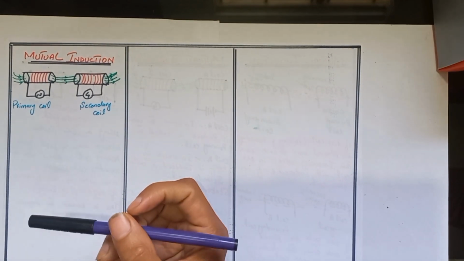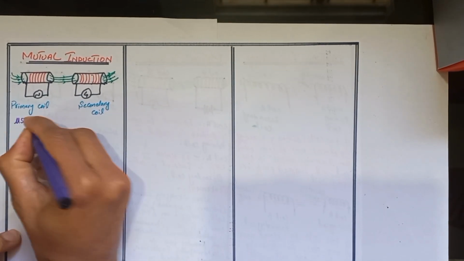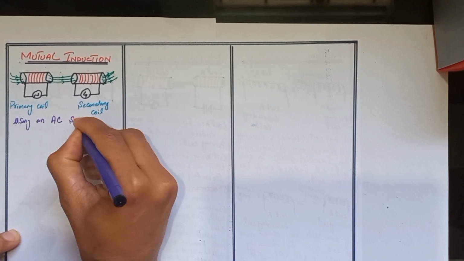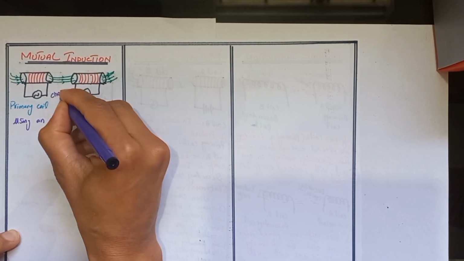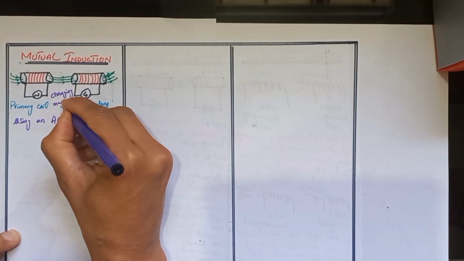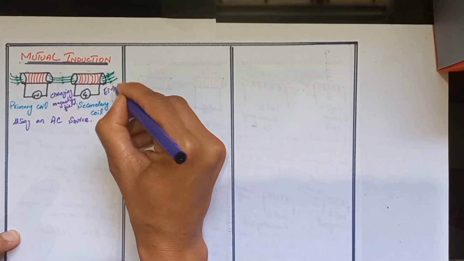Here we discuss the other case in mutual induction. When we use an alternating current source in the primary coil, it produces a current that changes with time, and so a changing magnetic field. This changing magnetic field produces an EMF in the secondary coil.